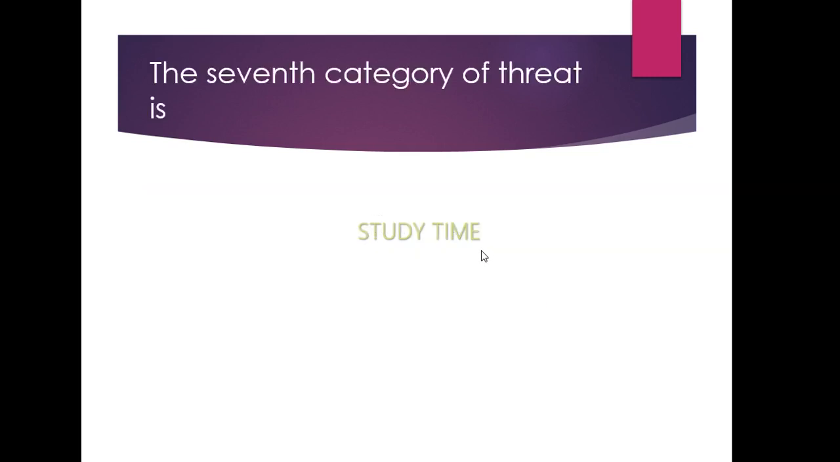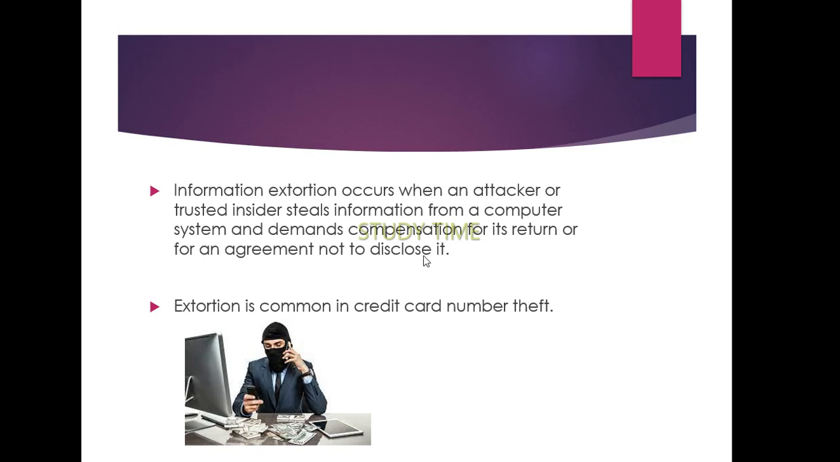The seventh category of threat is information extortion. Information extortion occurs when an attacker or trusted insider steals information from a computer system and demands compensation for its return or for an agreement not to disclose it. Extortion is common in credit card number theft.